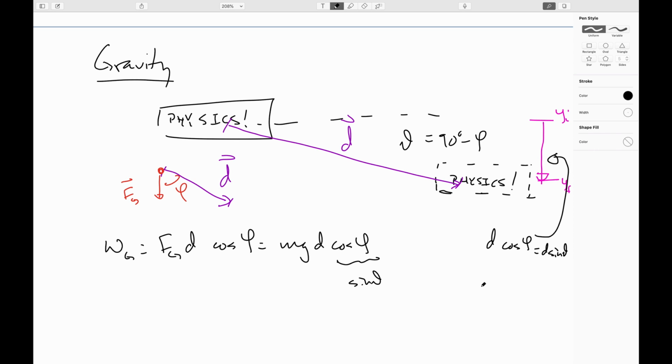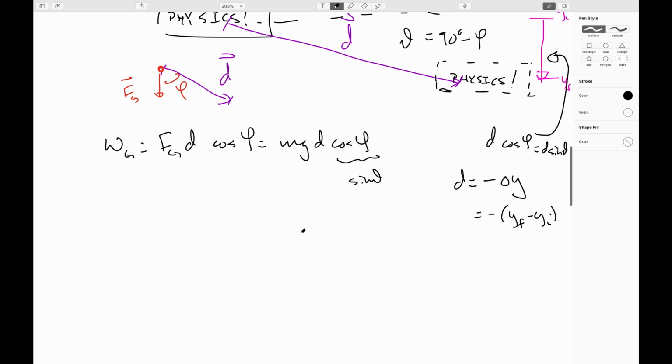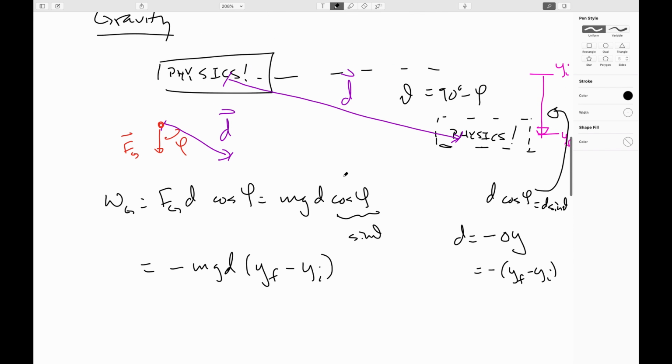Either way, here we've got to be careful. Delta y is going to be negative because y final will be a smaller number than y initial. So it's equal to negative delta y, or negative y final minus y initial. All right, so anyway, we figured it out. d cosine phi here, or d sine theta, is going to be equal to that. So this will be minus m g, y final minus y initial. All right, so that's one leg.